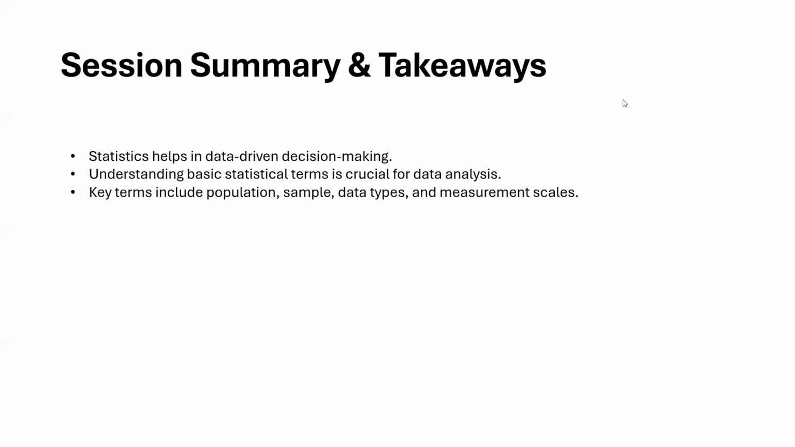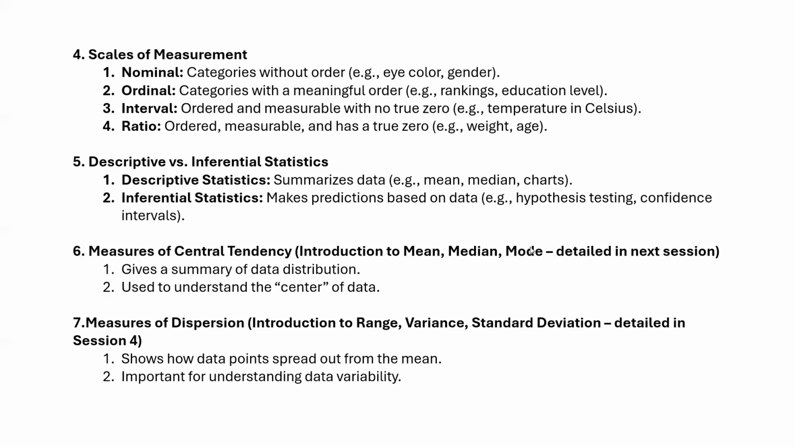We have a nice, good measure, and that is the most important one: the variance, right? So variance is nothing but the average squared distance from the mean.